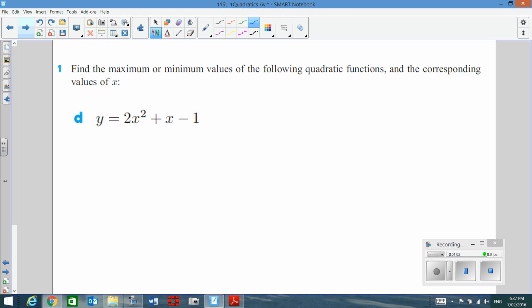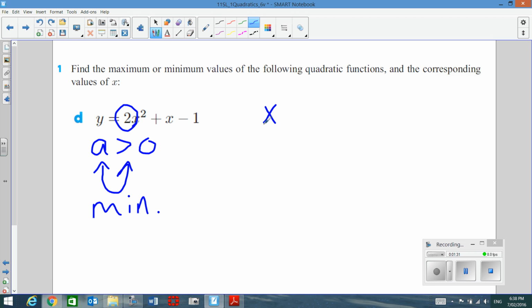So your maximum value is the highest value your quadratic will reach. In this case, this is a very straightforward question where they're asking you to find the maximum or minimum. And already there are a few things I'm going to notice. I have an a value of 2, so my a value is greater than 0, which means my quadratic opens upward, and I will have a minimum. So I already have an idea of what I'm going to find when I work through this question.